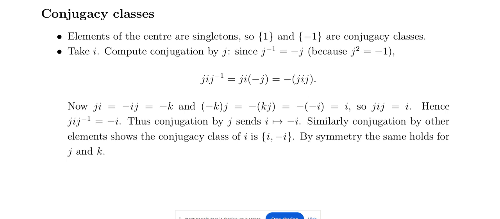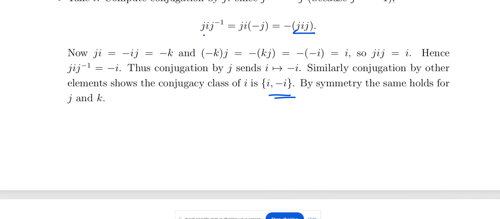This is a very rare question, they will not ask anything this complicated. So ji is minus k, this is equal to minus jik, minus k into j, minus kj, minus of minus i, this is equal to i. So j i j inverse equals minus i, that is conjugation by j, since i goes to minus i. Similarly, conjugation of the other elements shows the conjugacy class of i is i and minus i. By the symmetry, the same holds for j and k also.